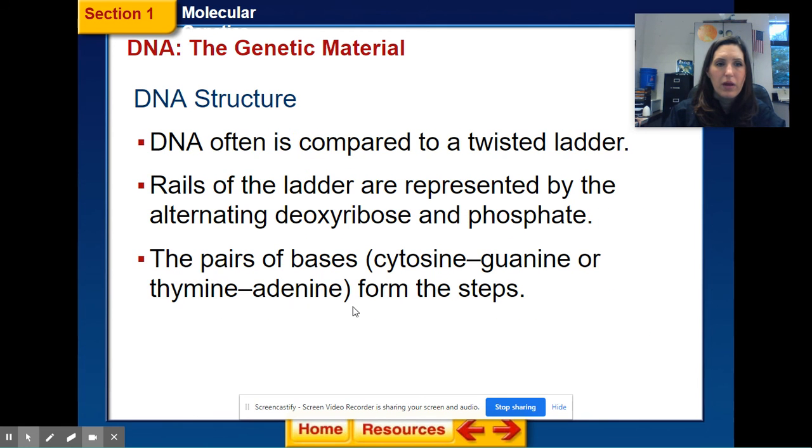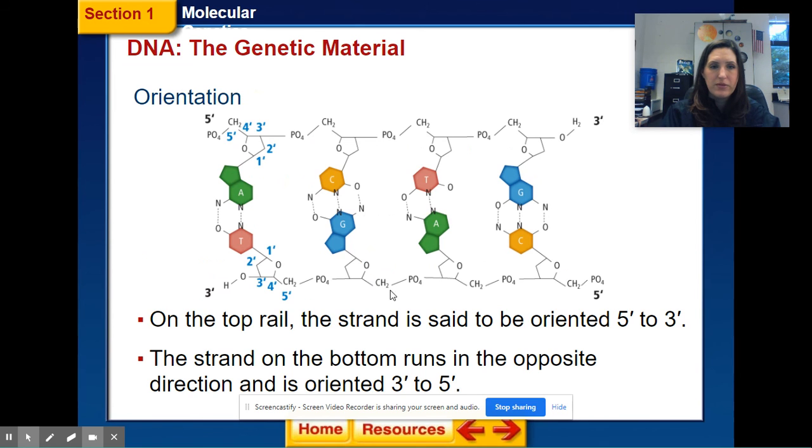Okay. DNA is often referred to as a twisted ladder. The rails of the ladder are represented by the alternating deoxyribose and phosphate, so that's the sides of the ladder, and the rungs are in between. And these are the base pairs. Cytosine pairs with guanine, and thymine pairs with adenine to form the steps. So this is kind of on the side here. And of course, it gets more complicated because it is.